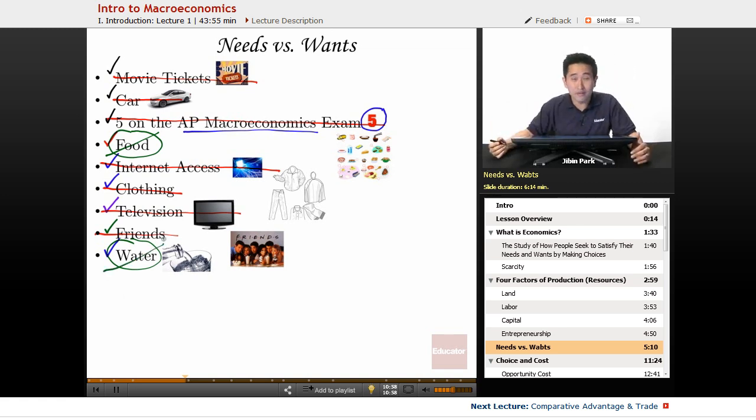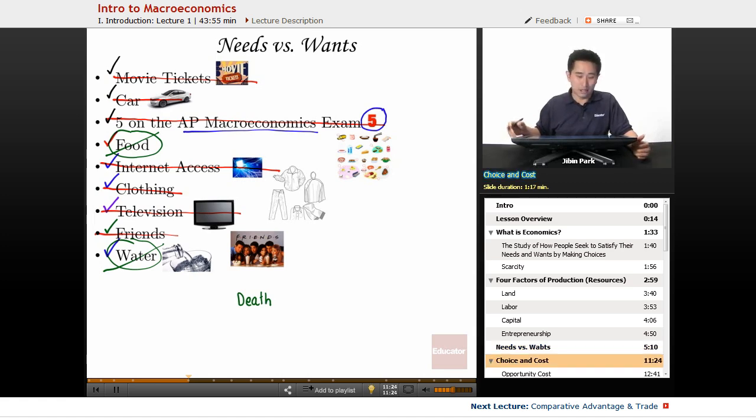Now, the alternative might be death. It's definitely not a preferable alternative, but if you look at basic needs and wants, the reality in economics is that we don't need anything. Again, taking this to the extreme, obviously death is not a pleasant alternative, but anything on this list, there is an alternative, and therefore we need nothing.